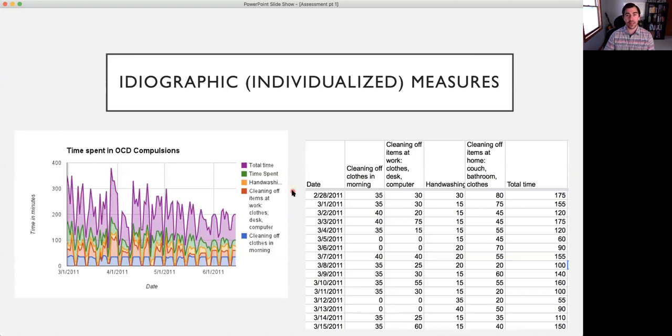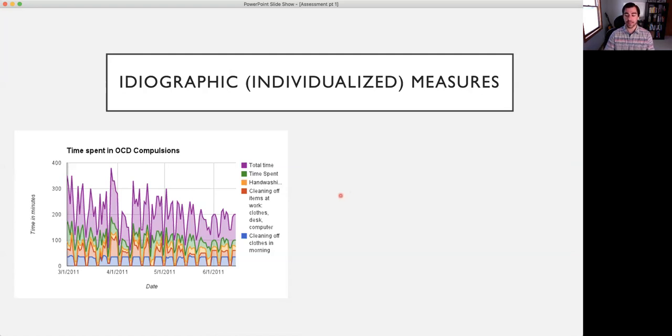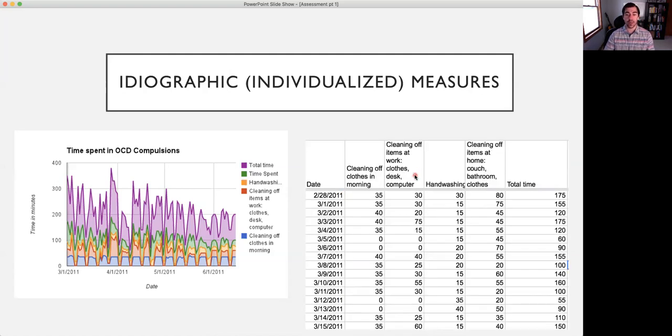This client was experiencing obsessive compulsive disorder, meaning distressing thoughts about lots of different types of issues, but for this client, it was about things being unclean, and then rituals or compulsions, so behaviors that the client engaged in to address those fears and those feelings of anxiety. Some of the biggest problems getting in the way of this client doing things in his life were things like cleaning off clothes in the morning, cleaning off items at work, hand washing, cleaning off items at home, and then we track the total time.